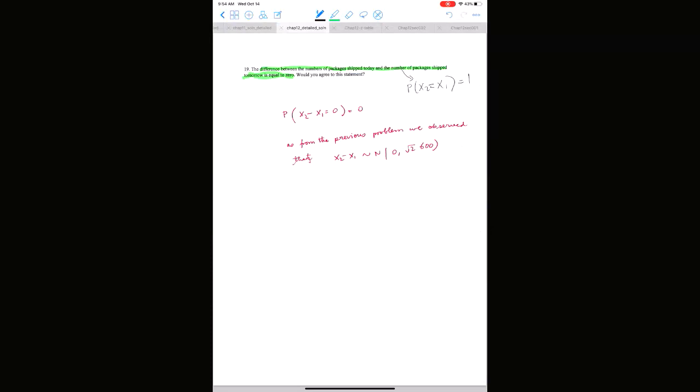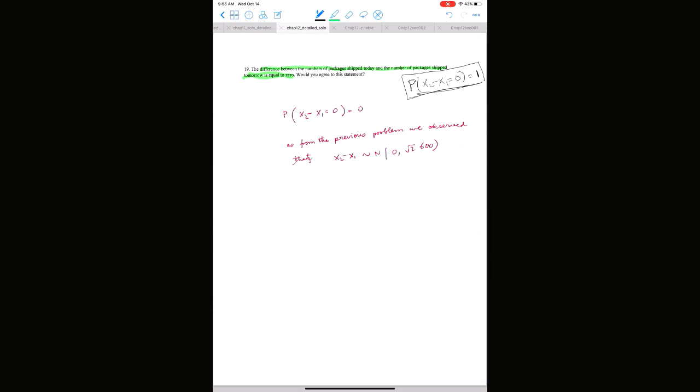So, okay, you know what? Let me write down exactly what they said. They are saying that the probability of x2 minus x1 equal to 0 is 1. The difference between the number of packages shipped today and tomorrow is equal to 0, which means it is 0 with certainty. That part has not been written here, but what they mean is that the probability of x2 minus x1 equal to 0 is equal to 1. That's what they are claiming.